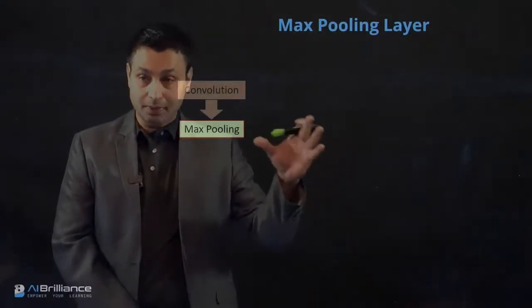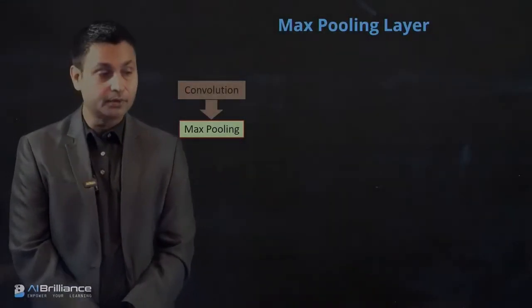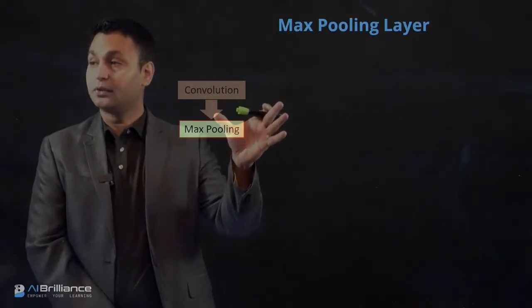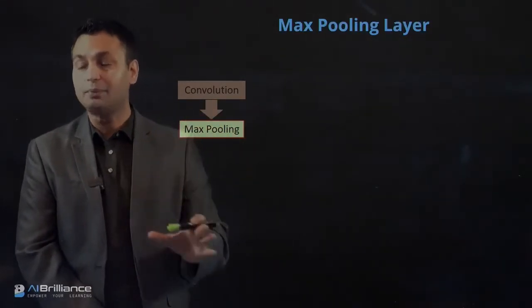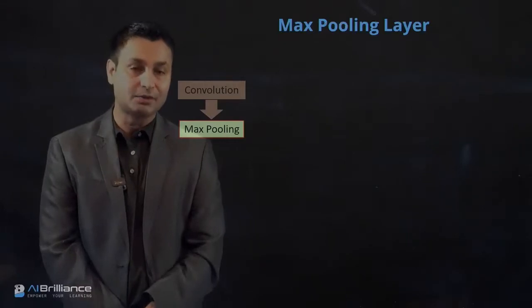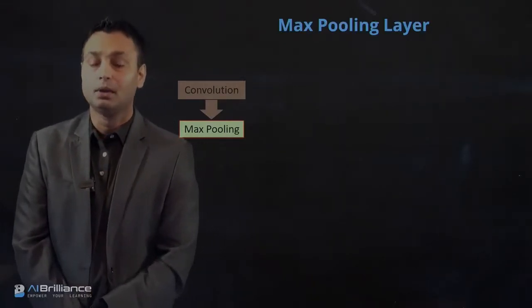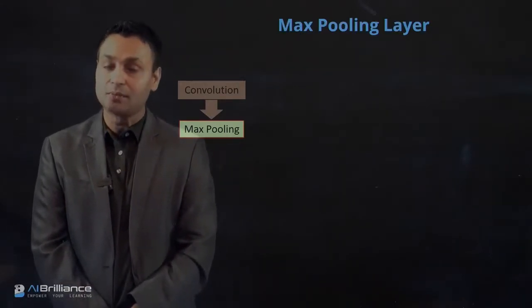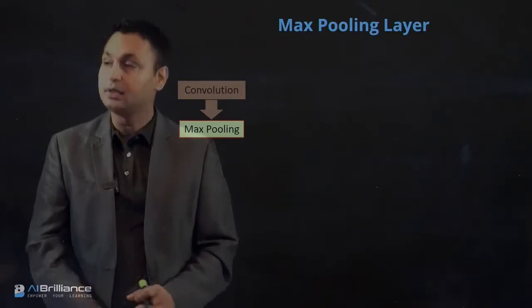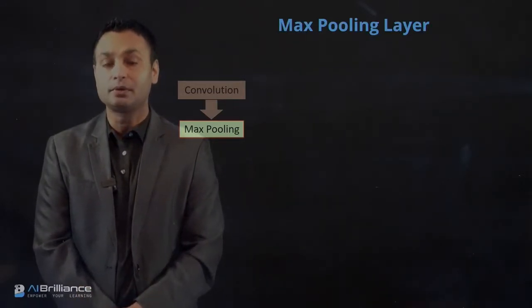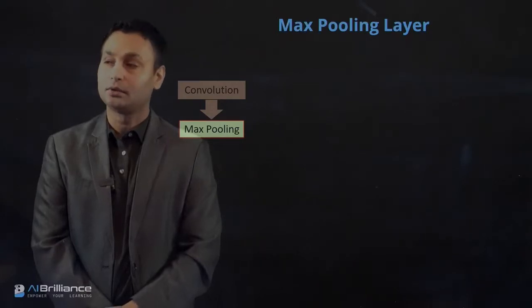Now let's talk about the second operator, which is used after convolution. You get a feature map, and on that feature map you do what is known as max pooling, which is the second component, which reduces the number of parameters even further. So let's see how this max pooling operation works in the convolutional neural network framework.